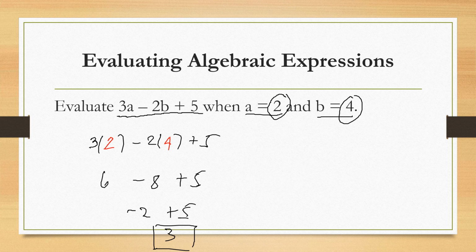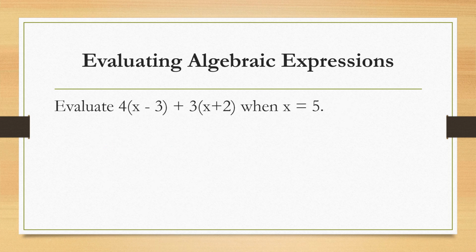Ito na yung sagot natin dito sa ating evaluation. When a is 2 and b is equal to 4. So, ganun lang po yun. Pag-evaluate ng algebraic expression, just substitute the given values to the expression. Lahat ng variable, papalitan natin nung ibinigay na value sa kanya. Let's have another example. So, let's say we have 4 times x minus 3 plus 3 times x plus 2 when x is equal to 5. So, that means lahat ng x papalitan natin ng 5 kasi ang binigay na value sa kanya ay 5.